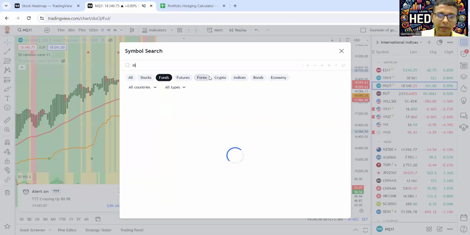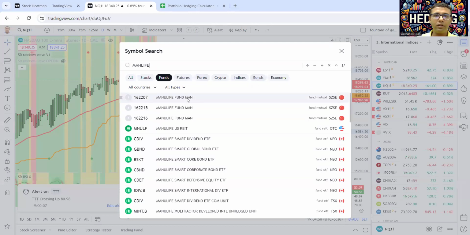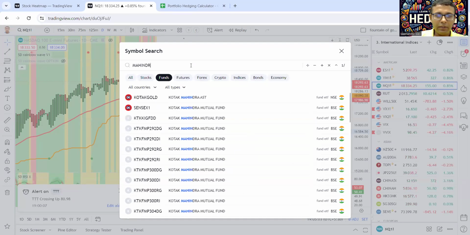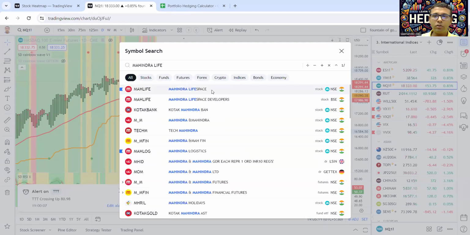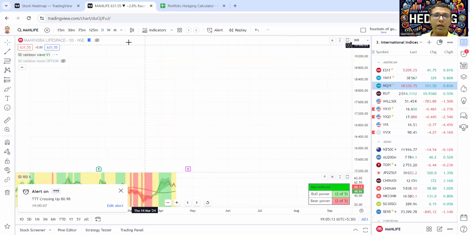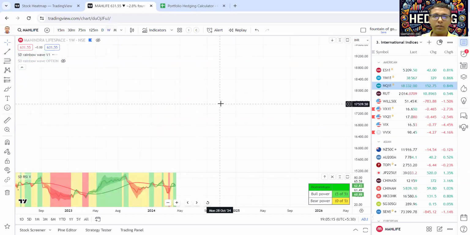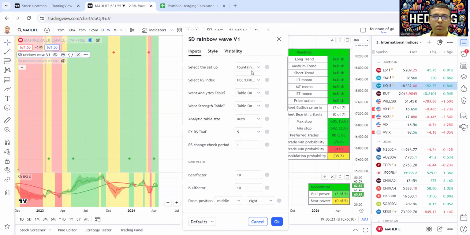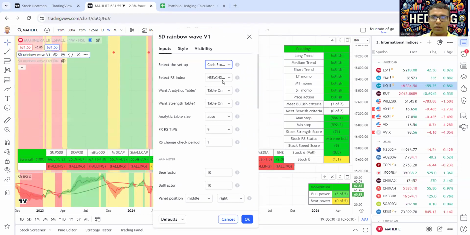Let's go to Mahindra Life, all. This is Mahalife. Mahalife, we will go to the weekly chart. We will note the current price, which is 631, and we will also go to the cash stocks weekly setup. Let's check if it's there in the weekly. Yes.